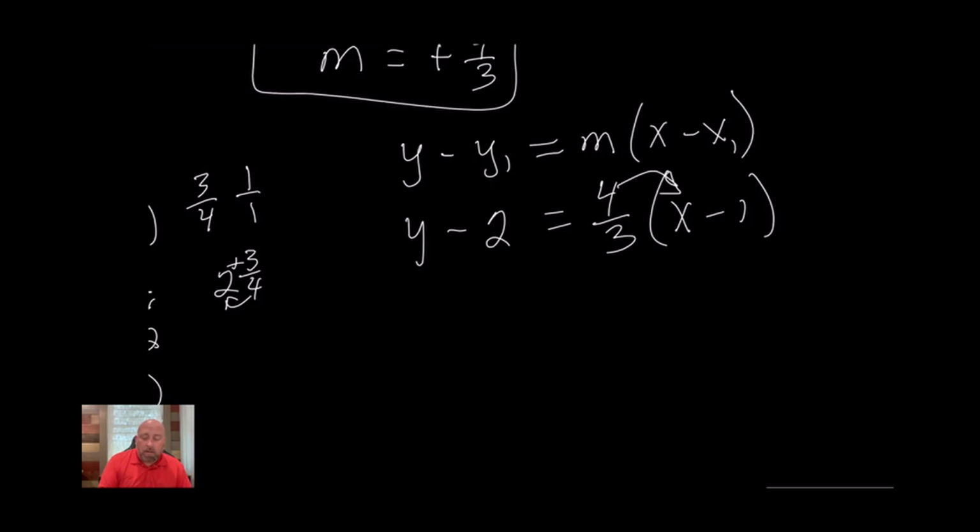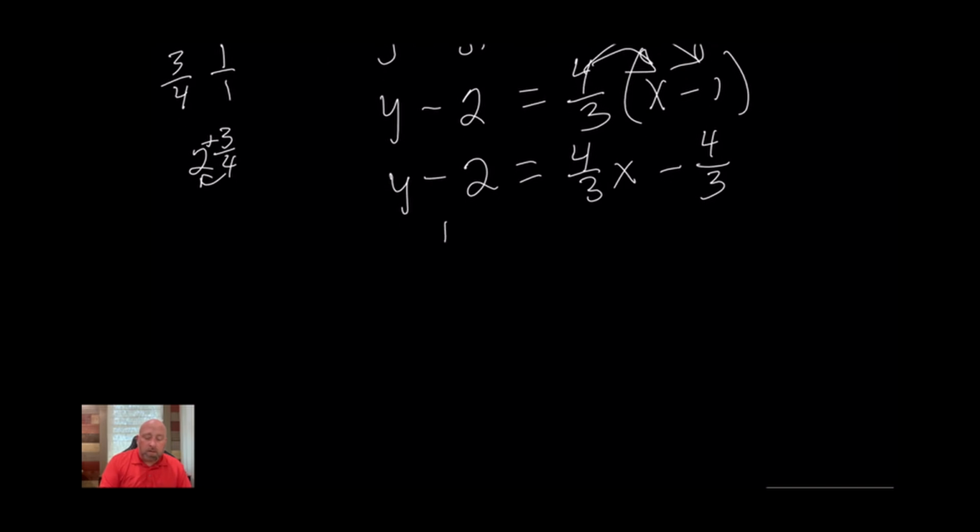How do we do that? We first of all start by distributing. Y minus 2 equals 4 over 3x minus 1, which in this case, since we have a positive here, it doesn't change it. So it would stay minus 4 over 3. And then we're going to add 2 to both sides. That's going to cancel. We're going to get y equals 4 over 3x.